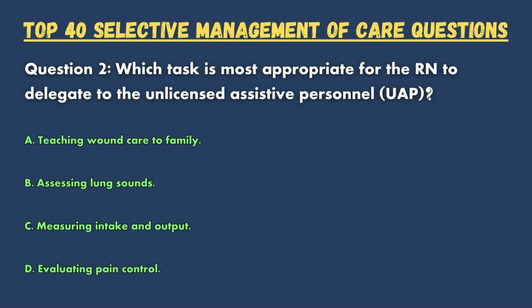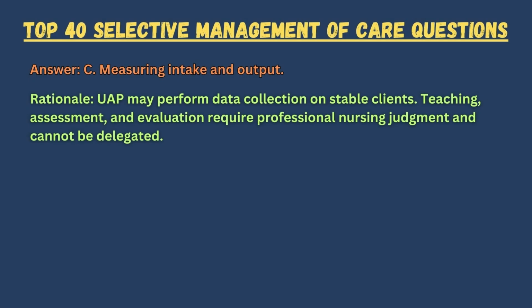Question 2. Which task is most appropriate for the RN to delegate to the unlicensed assistive personnel, UAP? A. Teaching wound care to family. B. Assessing lung sounds. C. Measuring intake and output. D. Evaluating pain control.